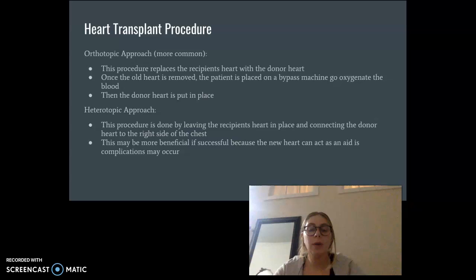Now, the heterotopic approach is just a little bit different. For the heterotopic approach, the old diseased heart actually is kept in the body, and the new heart is connected to the old one, and it just kind of sits in the right side of the chest. And this is more common for people who have a little bit more function in their diseased heart. It wouldn't work for someone who has very little function in their heart that they have now. And the reason they do this is because both hearts can work together, and the new heart can act as kind of an aid if any complications were to occur.